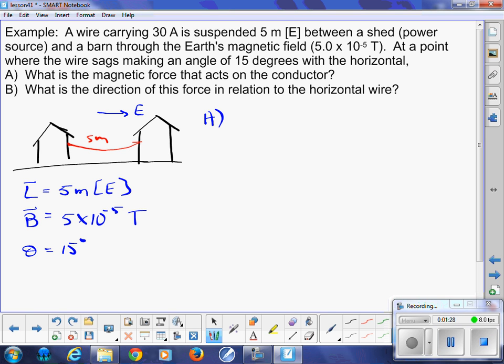What's part A want? What is the magnetic force that acts on the conductor? Well, magnetic force is BIL sine theta. So we know what the magnetic field strength is. That was given. Current was given, 30 amps. Length was 5 meters. And we know that the angle the wire makes is 15 degrees with the horizontal. So we know that that angle in there is the 15 degrees.